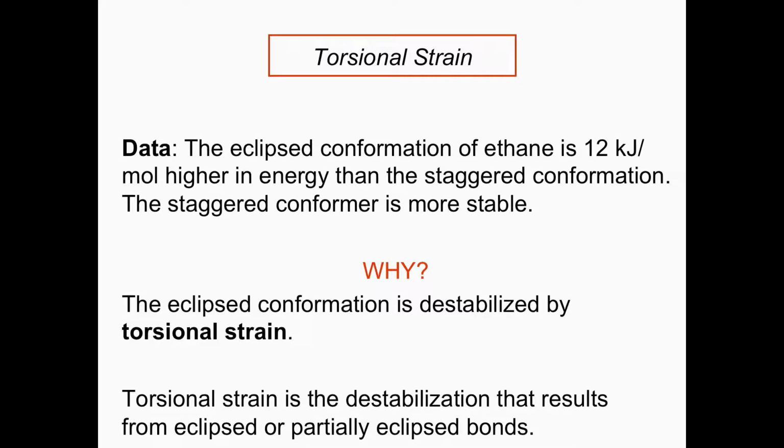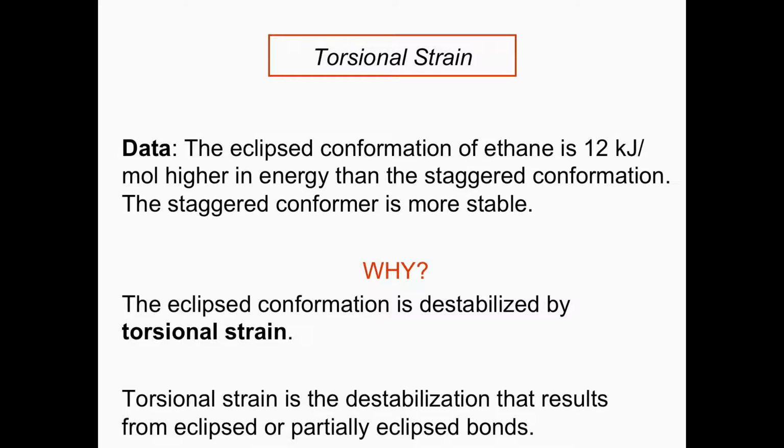So let's look at each of these in detail. First, we'll examine the concept of torsional strain. Okay, so first, let's look at some data. Experimental data reveals to us that the eclipsed conformation of ethane is 12 kilojoules per mole higher in energy than the staggered conformation. Okay? This data tells us right away that the staggered conformer is more stable than the eclipsed conformer. Is that the one that you guessed would be more stable?